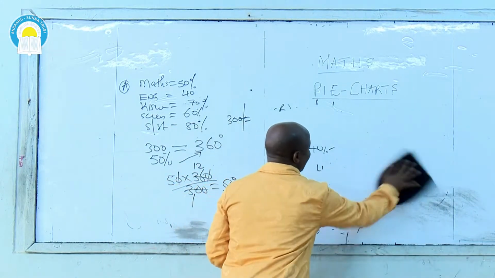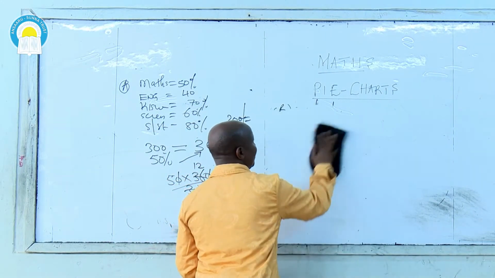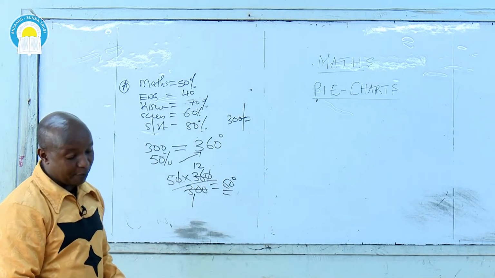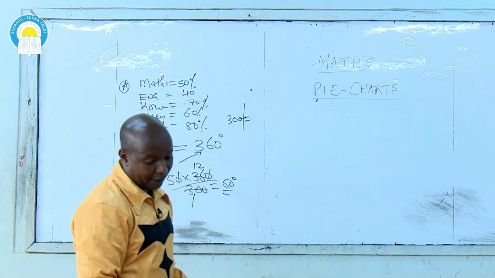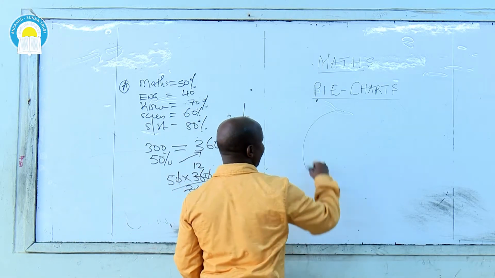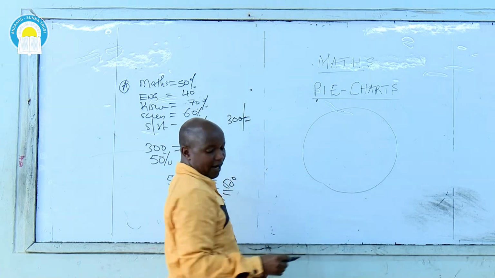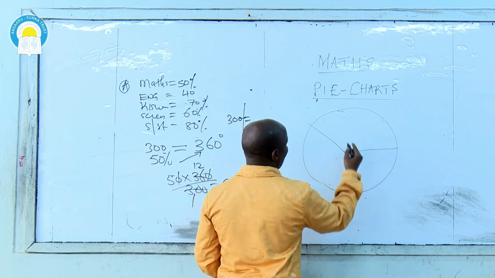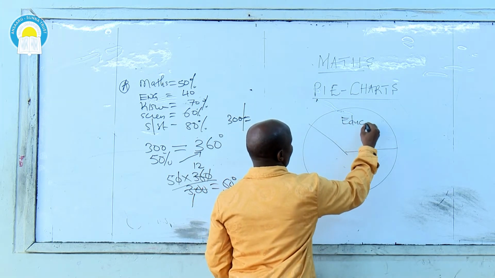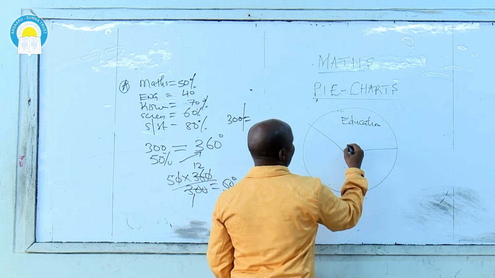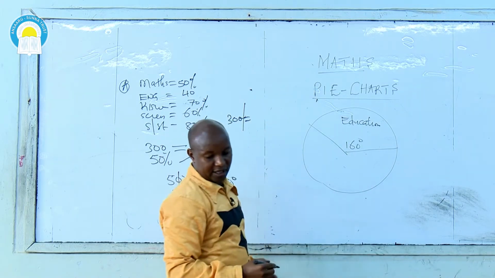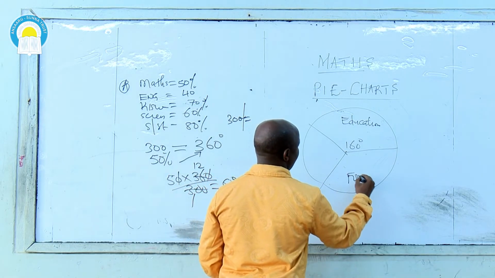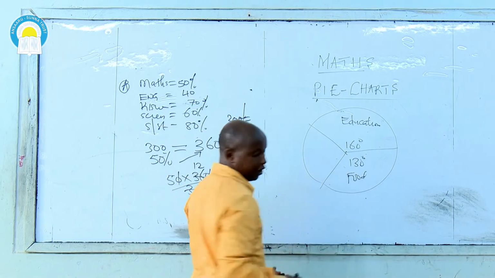Let me give a good example on a pie chart, because in the exam they can also give you a pie chart and you represent that information in another form. So assume this one is a pie chart. Let education be 160 degrees. Then food, let food be 130 degrees.